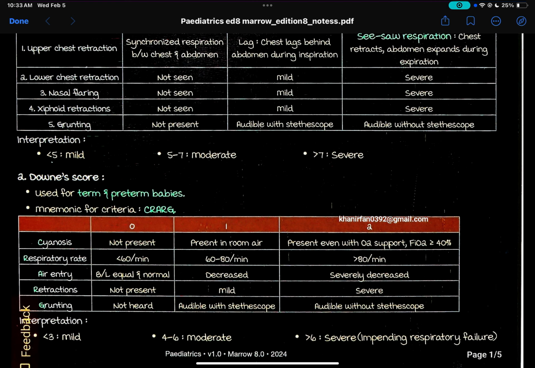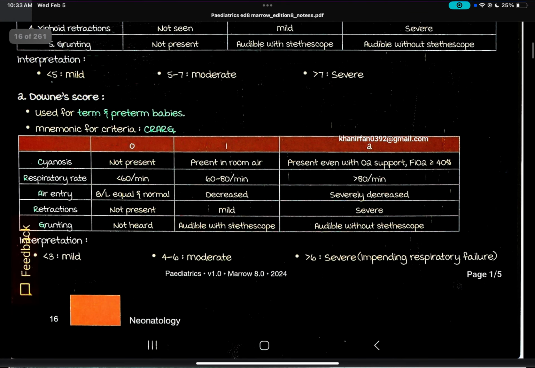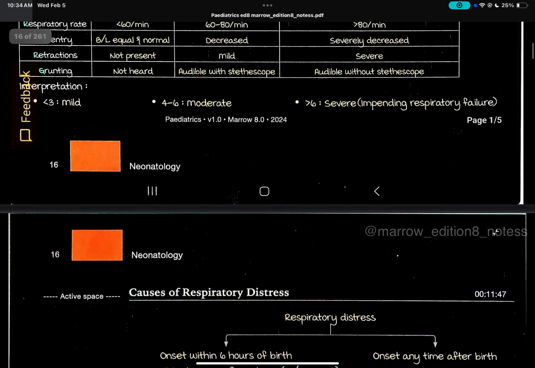In between that is score 1. So cyanosis in score 1 is present in room air. Respiratory rate is between 60 to 80. Air entry is decreased, retractions are mild, and grunting is audible with a stethoscope. So here less than 3 is mild and more than 6 is severe, which is one score lower than your Silverman-Anderson score.